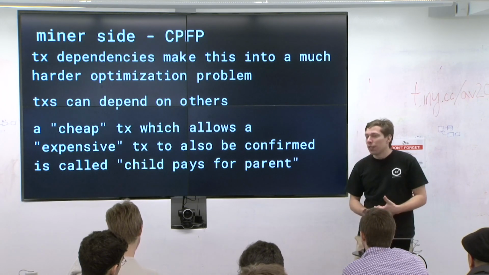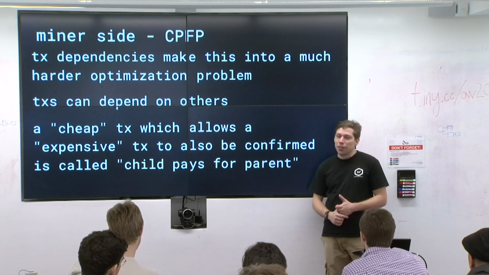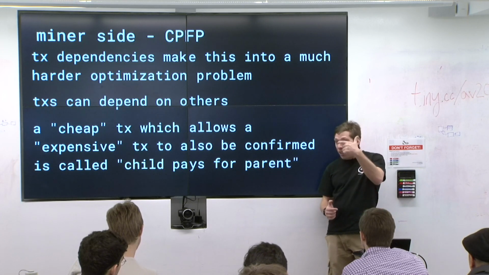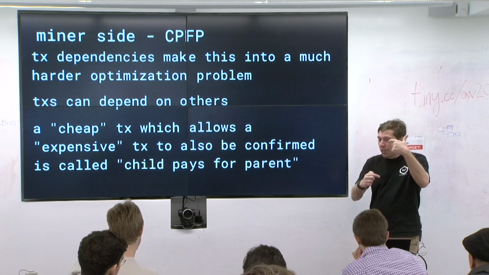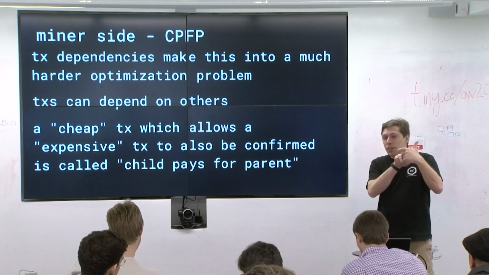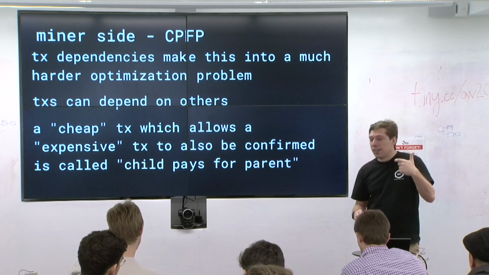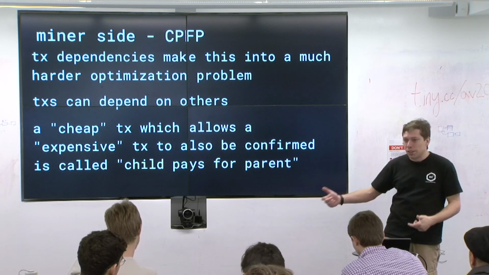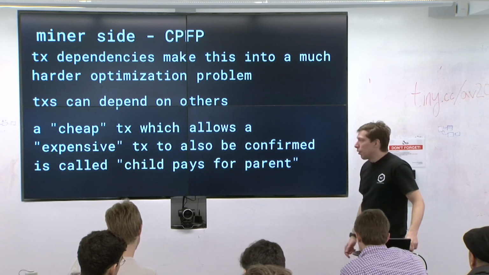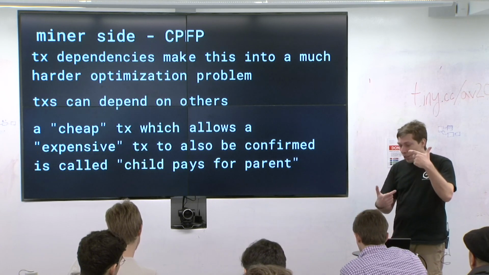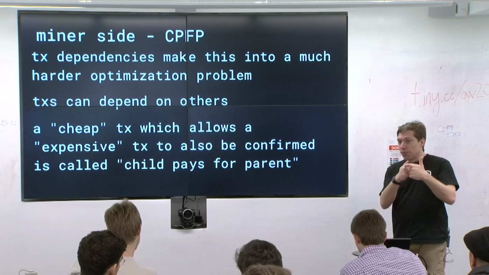There is no parent pays for child, right? If you've got a transaction with a high fee rate and then a descendant transaction with a low fee rate, well, you just take the parent and you ignore the child. And someone else in a later block can grab that child transaction. However, the dependency graph is, if you wanted this child, the parent has to be confirmed first.